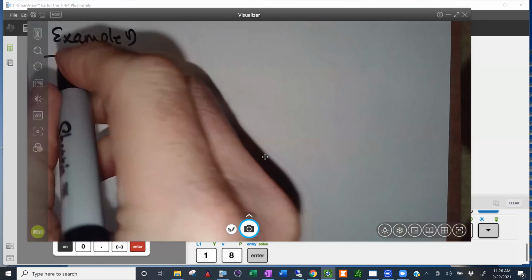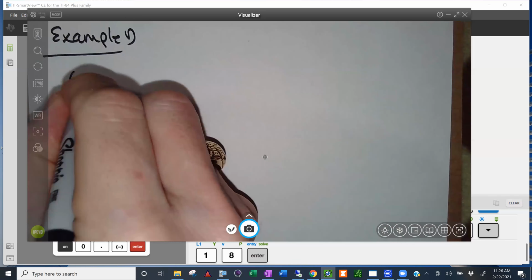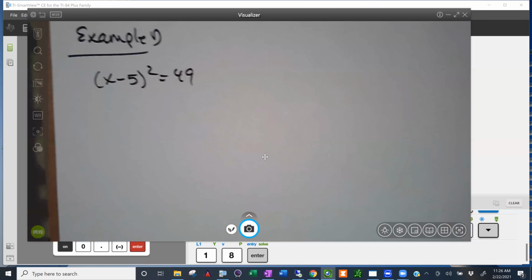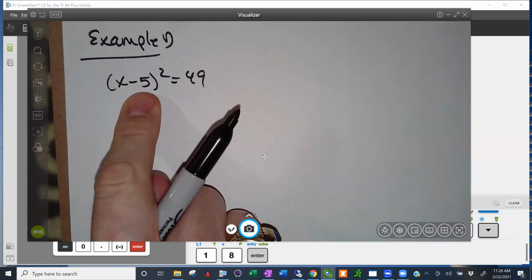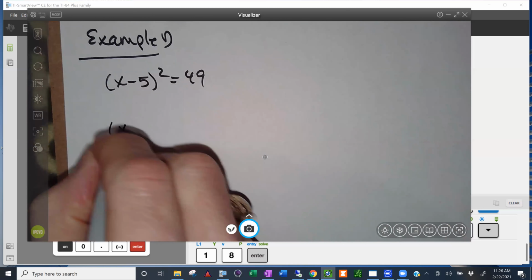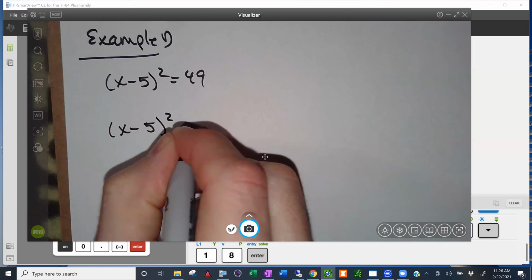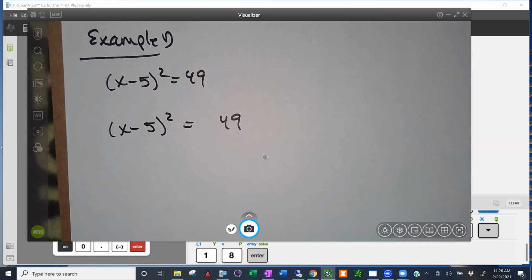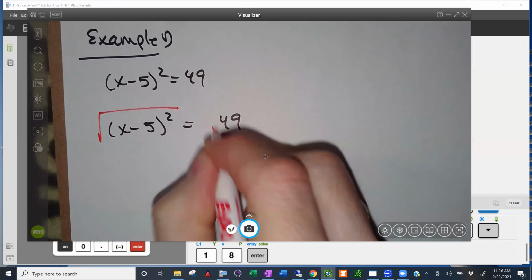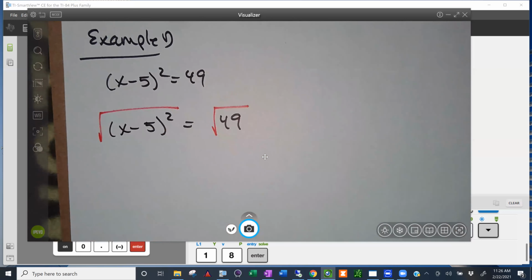Let's try x minus 5 squared equals 49. So again, you've got a nice squared expression and then something else on the right-hand side. So we can use our square root property. So we'll take the square root on both sides. The thing we got to keep in mind is that on the right-hand side, when we take the square roots, we need that plus or minus.